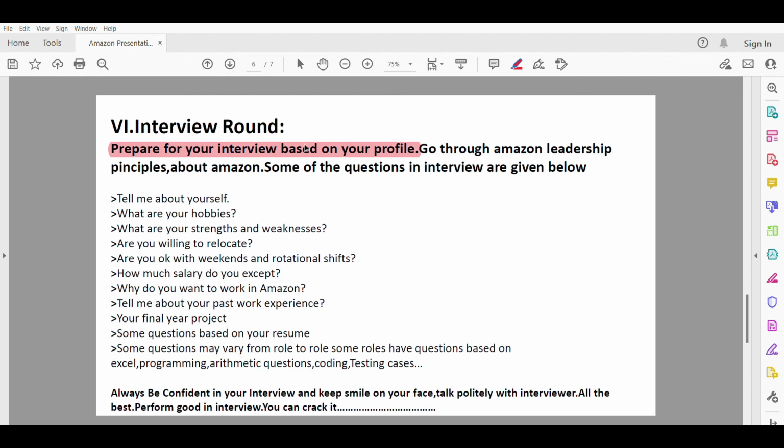Okay, the next important topic is the Amazon leadership principles. There are 14 Amazon leadership principles. You have to read them thoroughly, because some interviews ask you to include these leadership principles in your answers, like customer obsession. The interviewer will mainly target whether you know the leadership principles or not.